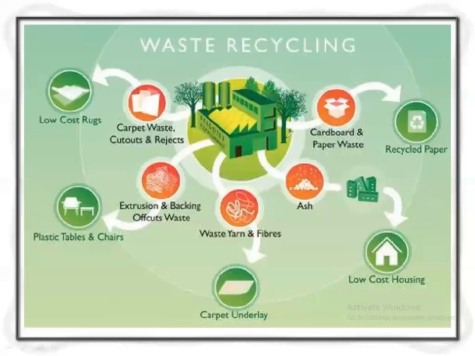It should be shown in the flow diagram. Cardboard and paper waste that is collected in this container are used as recycled paper. This is recycled paper. Then ash is shown.